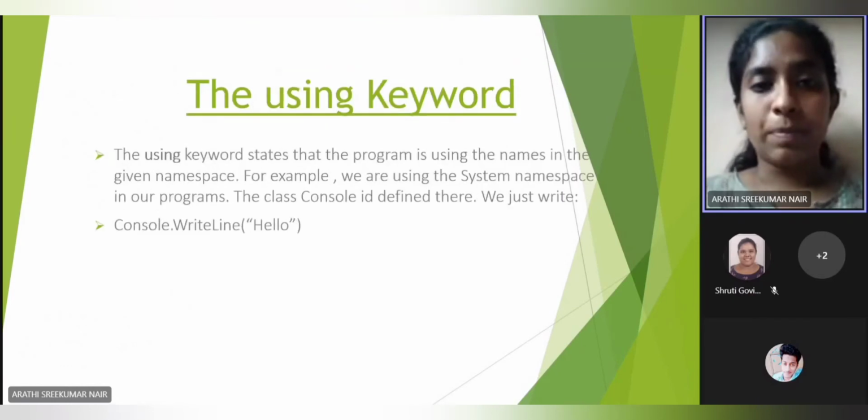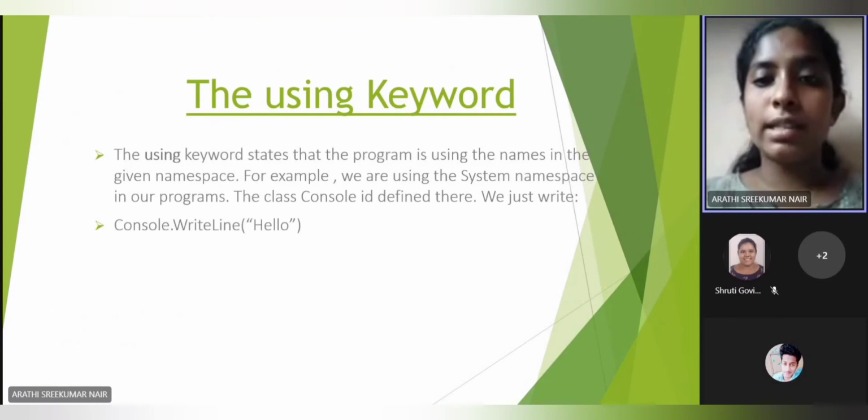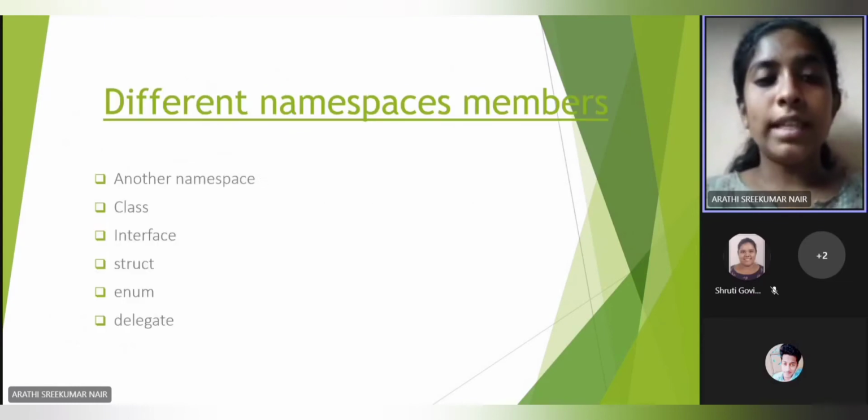The using keyword states that the program is using the names in the given namespace. For example, we are using the System namespace in our program. The class Console is defined there, so we just write Console.WriteLine hello. These are the different namespace members. We can write another namespace, class, interface, struct, enum, or a delegate.